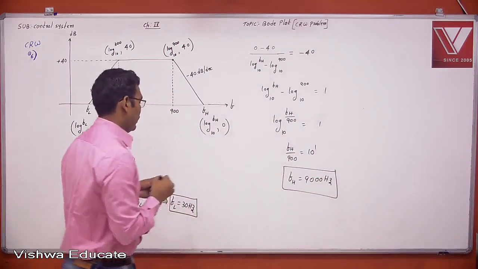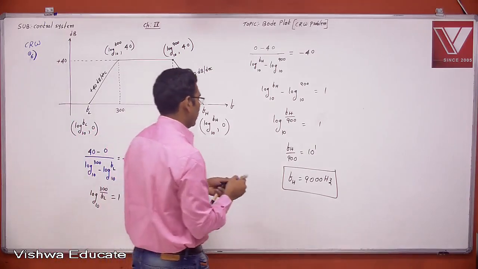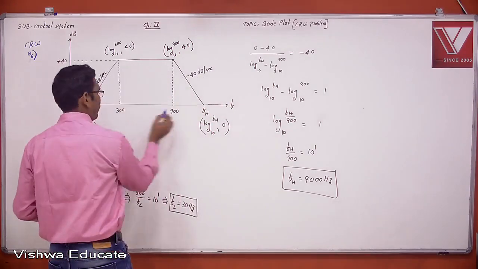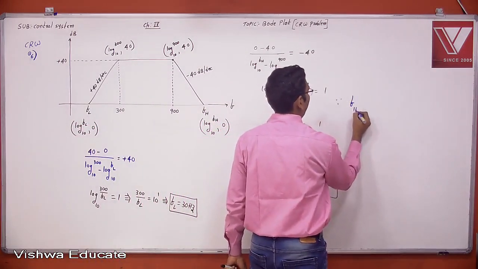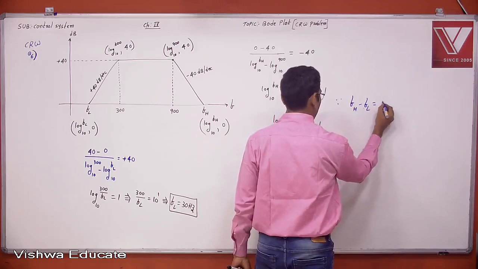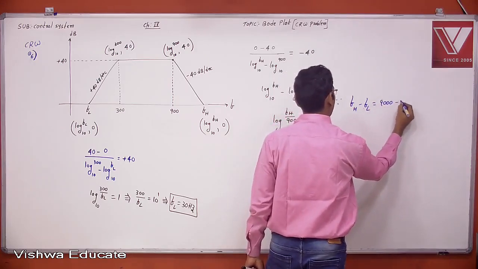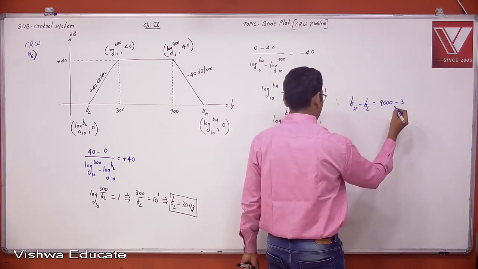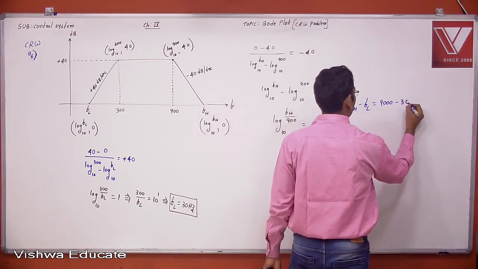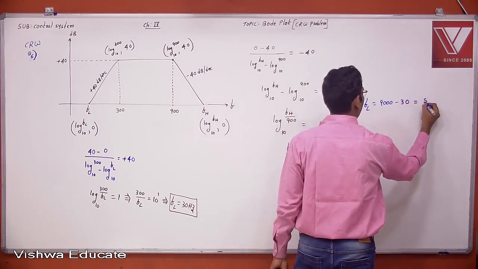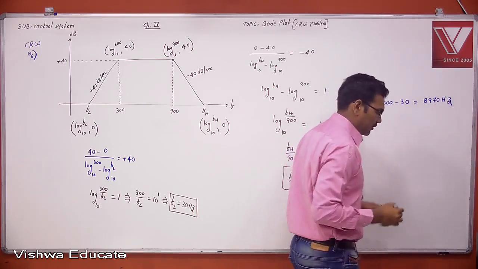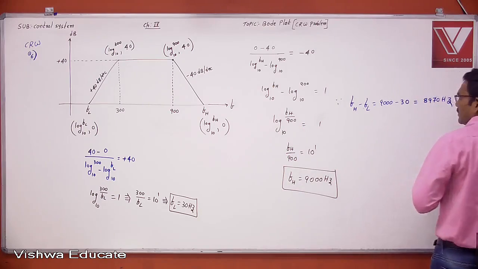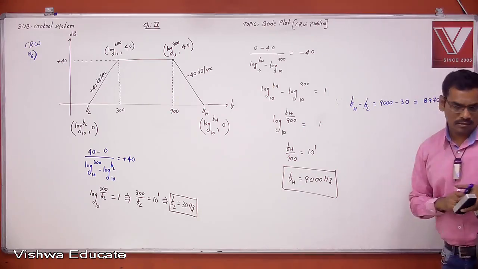Now this is FL, this is FH. What he is asking is the difference between FH minus FL. So FH minus FL is 9000 minus 30, which is equal to 8970 hertz, the difference between FH minus FL. This is question number 6, note it down.